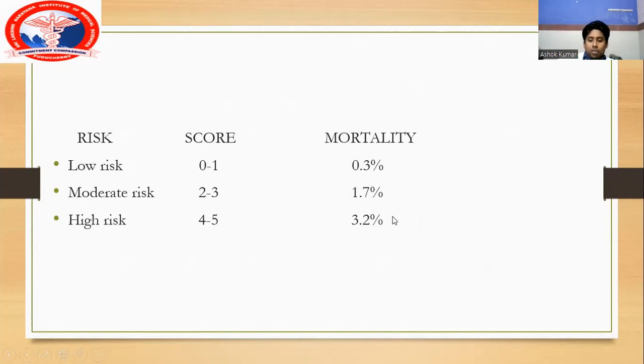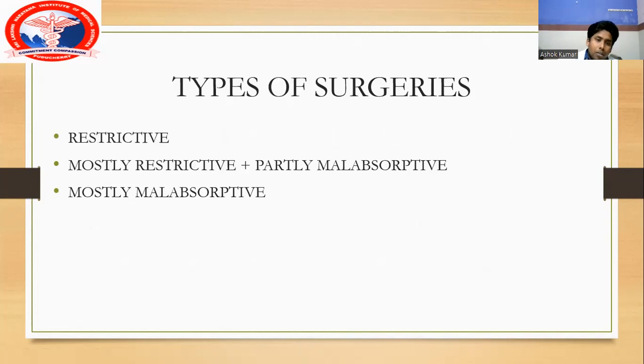is 3.2%. So coming into surgeries, there are various surgeries being classified under 3 main categories. So the first being restrictive type of surgeries. The second is mostly they are restrictive but partly malabsorptive, and the third is completely or mostly malabsorptive surgeries. So you'll see what are the surgeries classified under these categories.